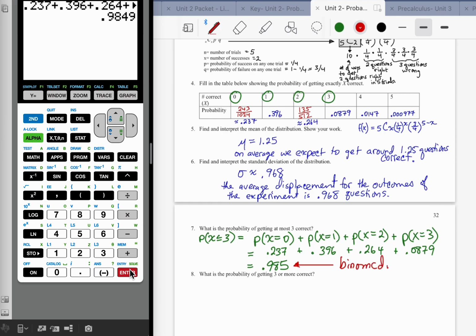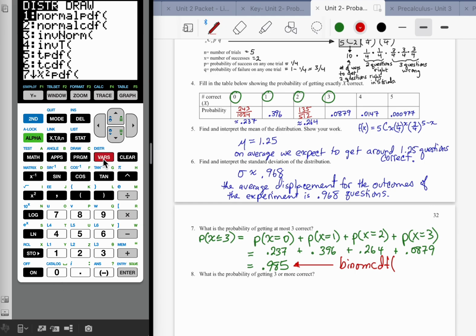That's the cumulative density function. So second vars, option, I believe it's A. No, it's B. On the old TI-83s, I think it was B. I'm sorry, A. But they threw in some chi-square stuff in recent years. So Binomial CDF is the one you want.